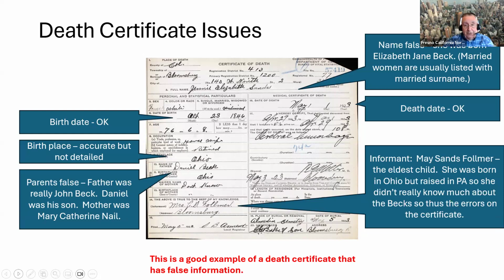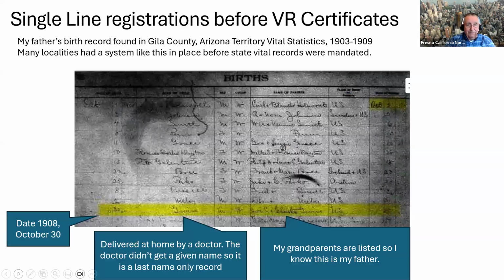Jenny and her husband, Henry Harrison Sands, married in Ohio in 1870. She was born shortly after, but then the family moved to Pennsylvania, where Henry had come from. And so she never had much contact with the Becks, and she really didn't know much about her mother's life before marriage. So fortunately, at least we had the date right and the right state, but everything else was wrong. So that's why I say you've got to be real careful about death certificates.